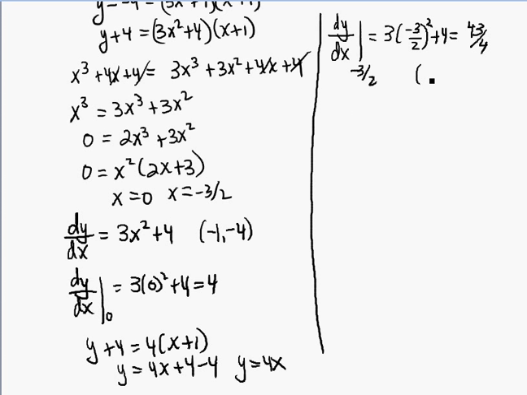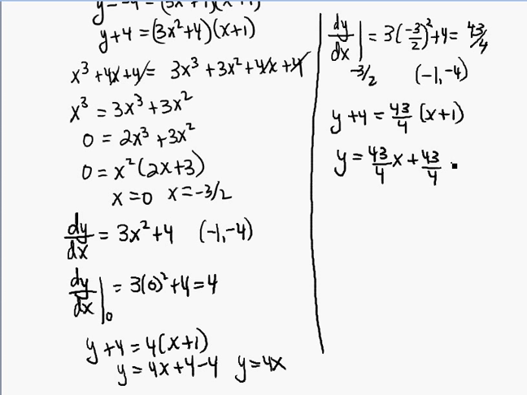So again, I'm going to use the -1, -4 because I know this point is on the line. This is the derivative at -3/2, which is an x value that's on the curve. So y plus 4 equals 43/4 times x plus 1. I get y equals 43/4 x plus 43/4 minus 4. And again, courtesy of my calculator, I get plus 27/4. So these are the equations of the two tangent lines that go through the point -1, -4 to the function x cubed plus 4x.